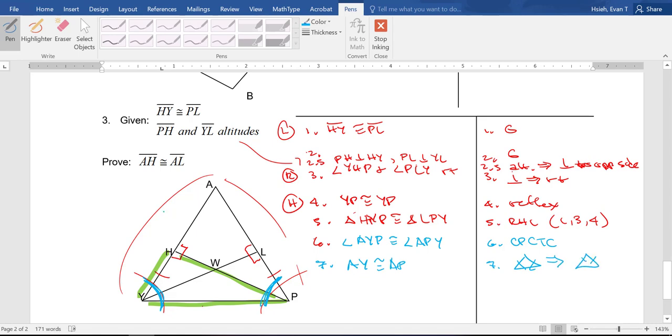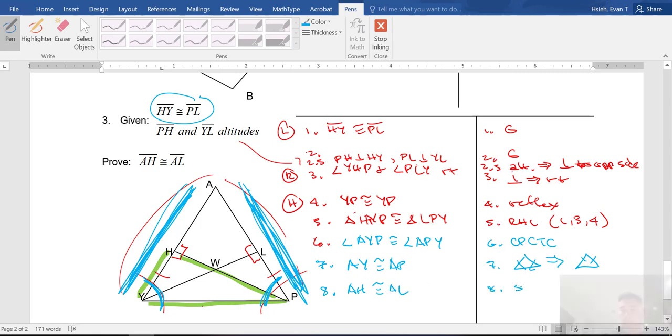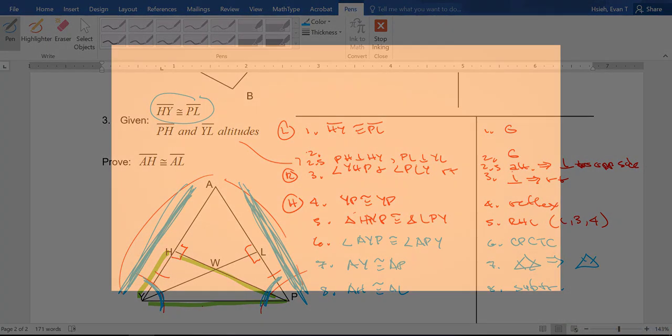And keep in mind that at the very beginning, we know that HY is congruent to PL. So just by subtraction property, I know that AH is congruent to AL by subtraction property. And I'm done. So hopefully you're all set with RHL. Just one more tool for your toolbox. And that's it. Let you try some problems now.